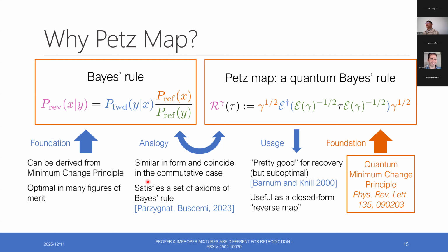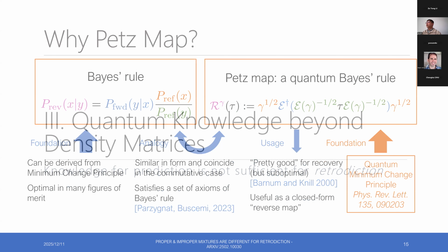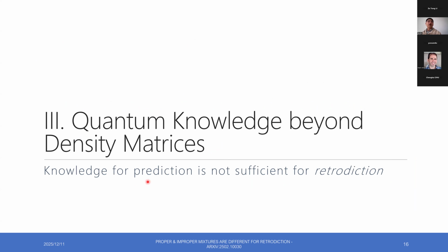And recently we also have another work that sets the foundation of the quantum Bayes rule, the Pasmap. And we show that it satisfies a similar principle we call the quantum minimum change principle. But this is not the main topic of this talk. The main topic of this talk is to study quantum knowledge.